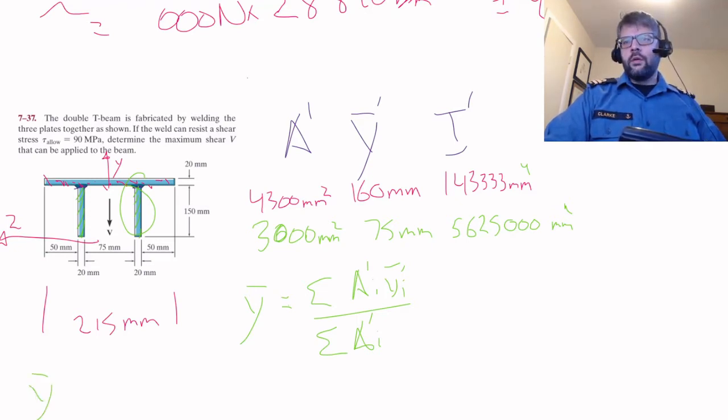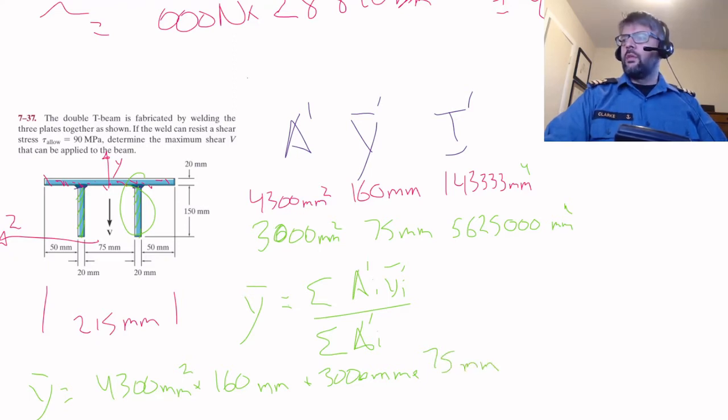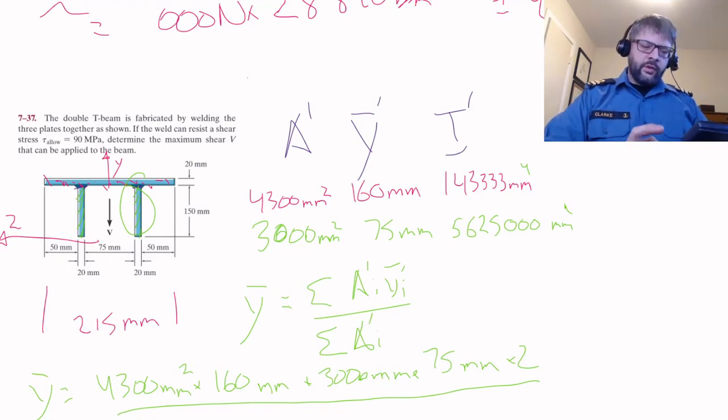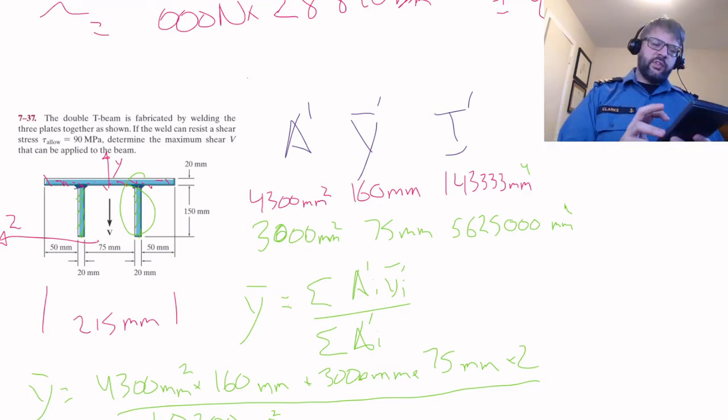So 4,300 millimeters squared times 60 millimeters plus 3,000 millimeters squared times 75 millimeters. And you got to remember there's two of those, so multiply that by 2. And then all that divided by, what's the total area there? 4,300 plus 6,000, 10,300 millimeters squared. So let's see here.